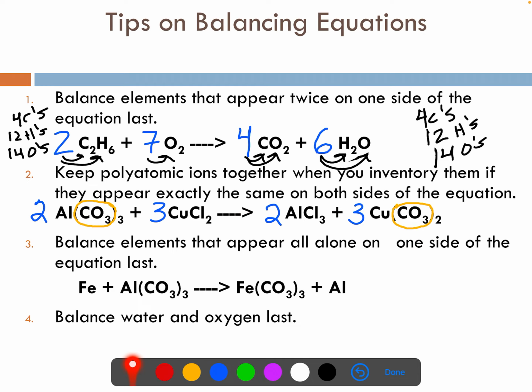Tip number 3. Balance elements that appear all alone on one side of the equation last. So I'm going to balance aluminum last or iron last. So I'm going to go ahead and look at this one and balance it. CO3, there are 3 of them. CO3, there are 3 of them. There's one of these, there's one of these. This is already balanced. Do not be afraid to not balance things if they are already balanced.